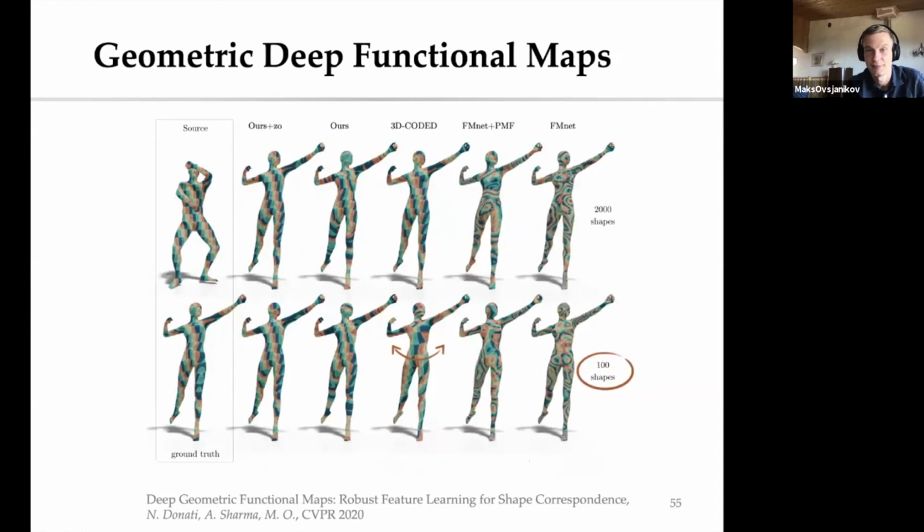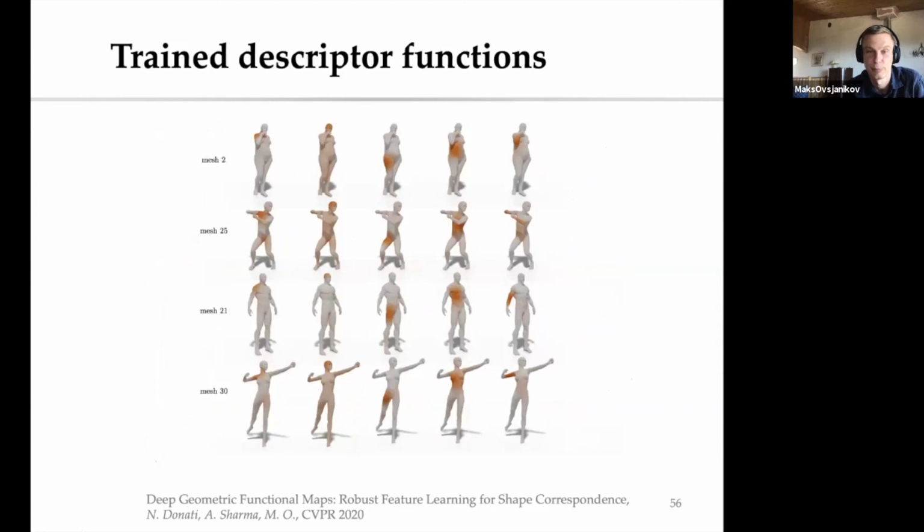This is a very simple approach. It doesn't use any advanced regularization. It doesn't use any kind of map collections or anything. And it seems to produce quite good results. For example, we compared with many existing state-of-the-art techniques, and especially when you have a small number of training shapes, it produces much better results than alternative approaches. Here are some descriptor functions that are learned by this approach.